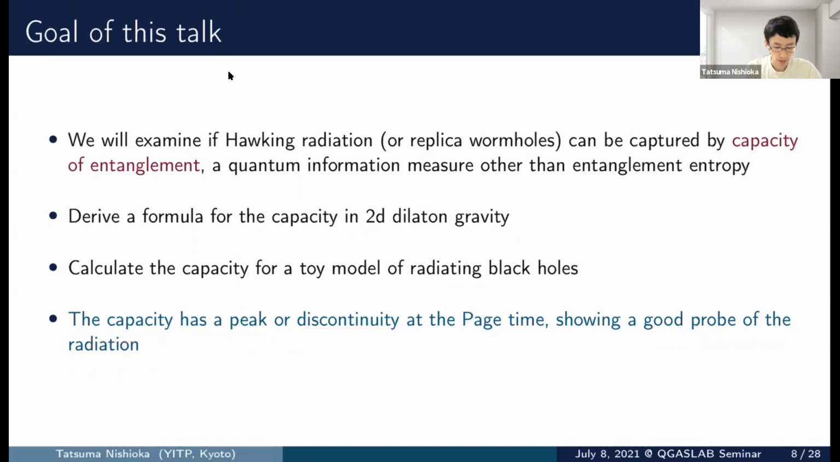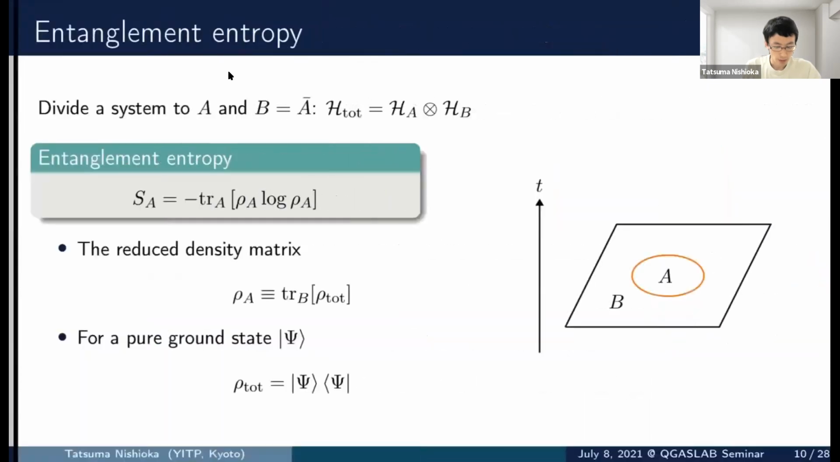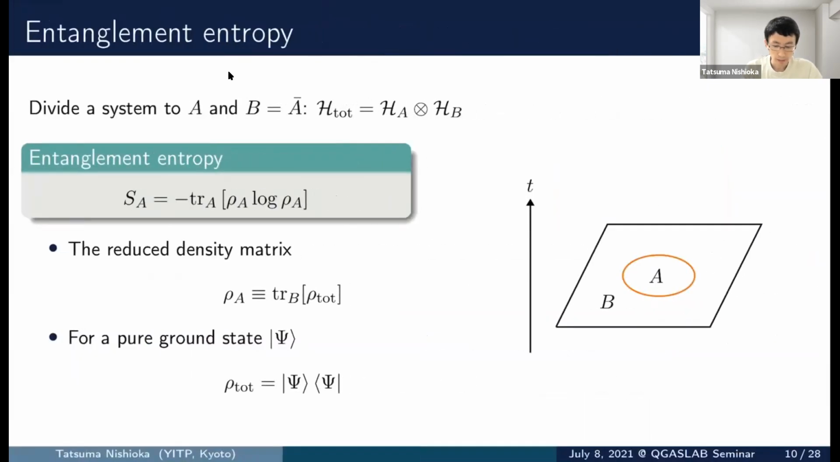Okay, let me move on to the second part. Let me briefly remind you how you calculate the entanglement entropy in quantum theory. Typically, you are supposed to calculate the entropy for a given region A. We assume that, once you fix the time slice, you have some Hilbert space, H total, and you assume that the Hilbert space can be decomposed as H_A tensor H_B. This is the assumption. Then you can define the entanglement entropy associated with this region by defining the reduced density matrix.